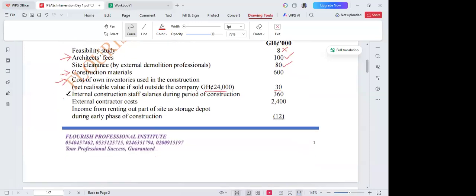Then move on to the next: internal construction staff salaries during the period of construction. Should we consider that? No. Yes. Okay, I like this interesting one I'm getting. But next time, raise up your hand if I've forgotten the rule. Kwesi, you started with the no. Why are you saying no? It's not a relevant cost. It's not relevant because your staff, people who work for you, are not relevant.